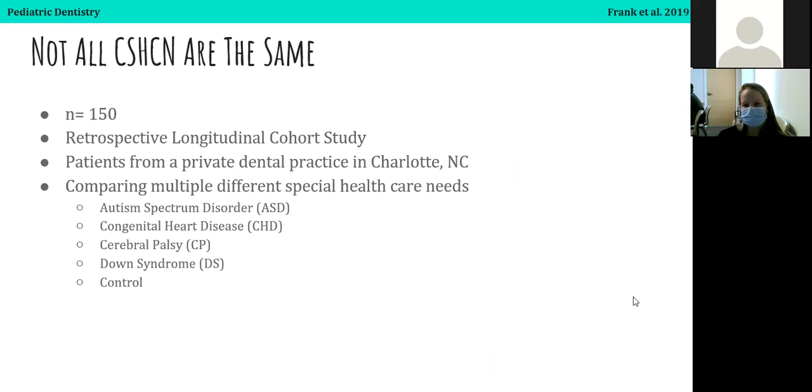But as I mentioned at the top, not all children with special healthcare needs are the same. And this study, published in 2019 in Pediatric Dentistry, looked at about 150 kids over about 24 years in a private dental practice in North Carolina. And they split them up into these diagnoses, including autism spectrum disorder, congenital heart disease, cerebral palsy, Down syndrome, and then they had a healthy control.